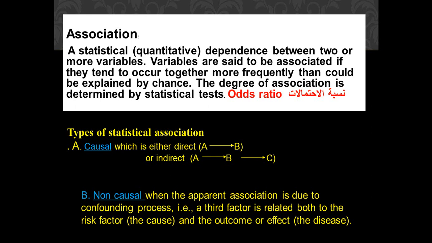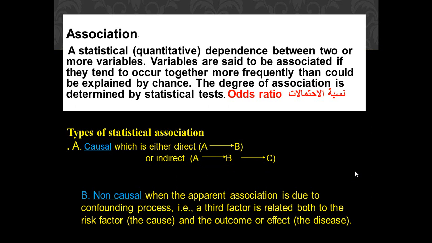And types of statistical association are either causal or non-causal. Causal means either direct, like smoking leading to hypertension, or indirect, as smoking leading to hypertension, and this leads to cardiac problems, cardiac attacks. So direct or indirect, if it is causal, there is a causal relationship. Non-causal is when the apparent association is due to a confounding process, that is, a third factor is related both to the risk factor, the cause, and to the outcome or effect, meaning the disease.